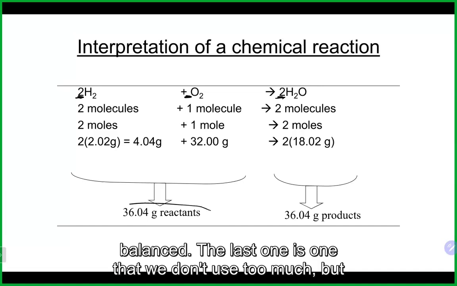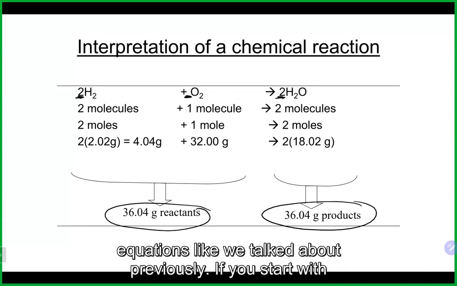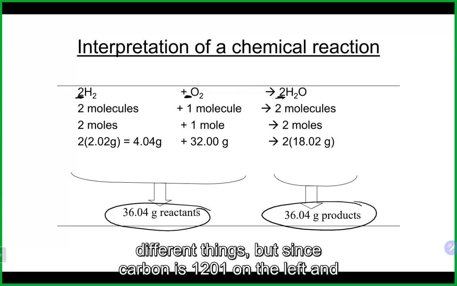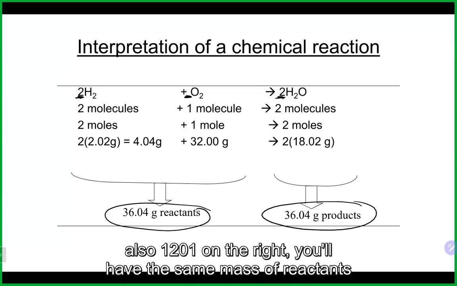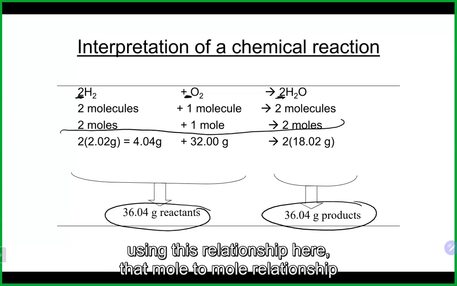The last one is one that we don't use too much, but it is that conservation of mass, again, which is why we balance equations like we talked about previously. If you start with 6 carbons, you'll end with 6 carbons. Again, they may be in different things, but since carbon is 12.01 on the left and also 12.01 on the right, you'll have the same mass of reactants and products because it's the same stuff. We will basically be using this relationship here. That mole to mole relationship is essentially what we're going to use.